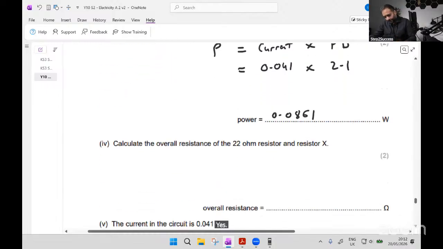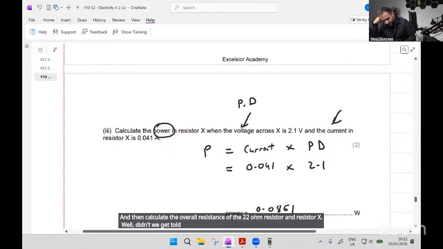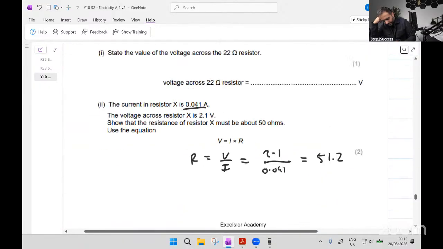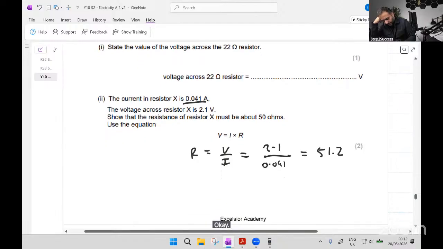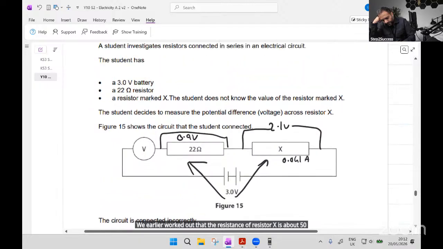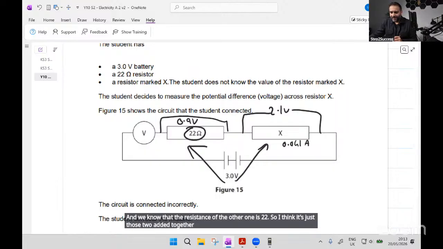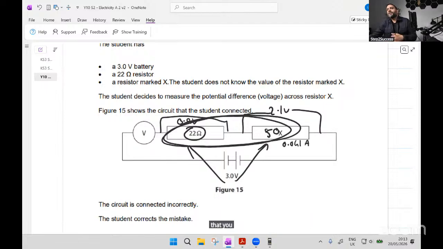Yes. And then calculate the overall resistance of the 22 ohm resistor and resistor X. Well, didn't we get told? Okay. We earlier worked out that the resistance of resistor X is about 50. And we know that the resistance of the other one is 22. So I think it's just those two added together. It is literally that. The total resistance in a series circuit is the sum of the resistances that you have in the circuit. So in this case, it's 50 and 22. So 72 would be the answer.